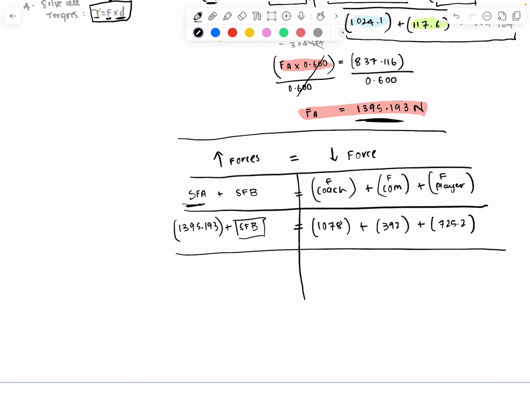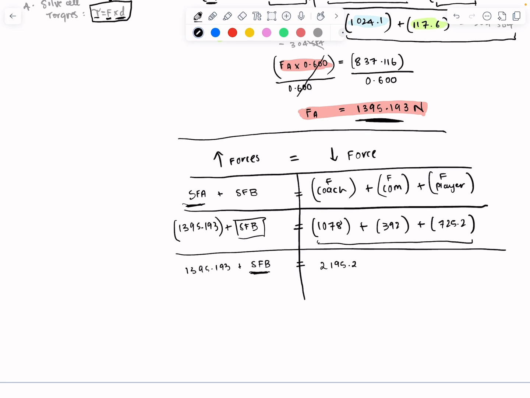And so what we have here on this side, we can't simplify it further. So we're just going to leave it as it is. And then we've got this side here, which we definitely can simplify. So adding all of these values together, we get 2,195.2. Alrighty.